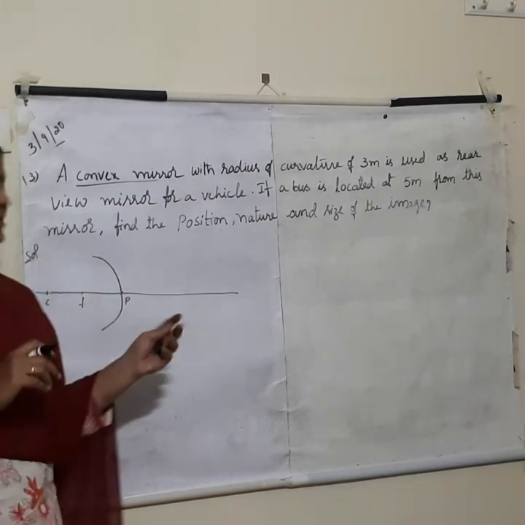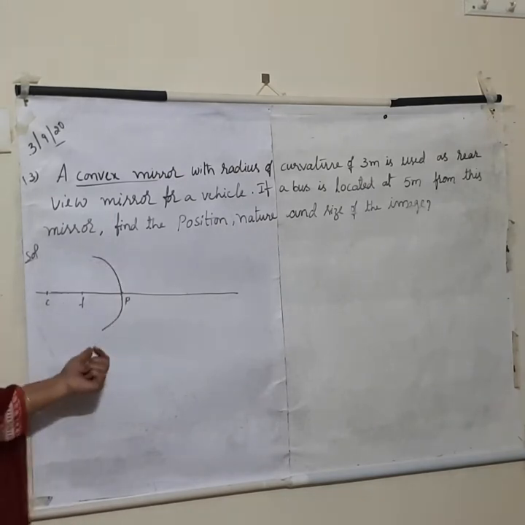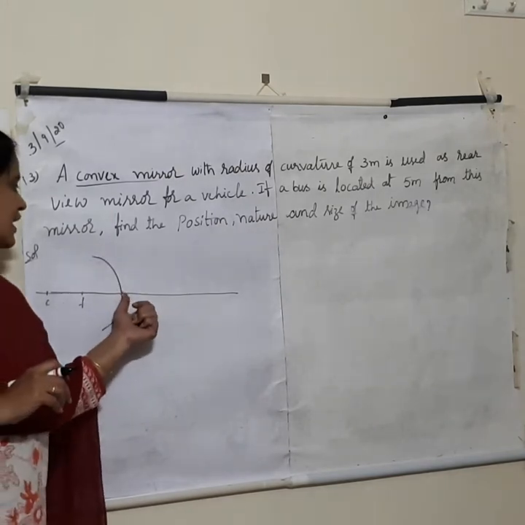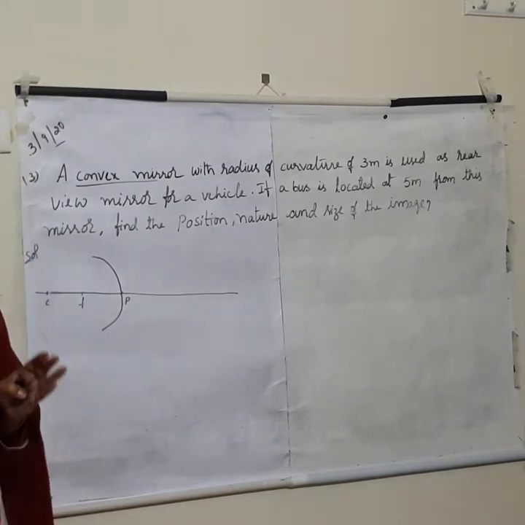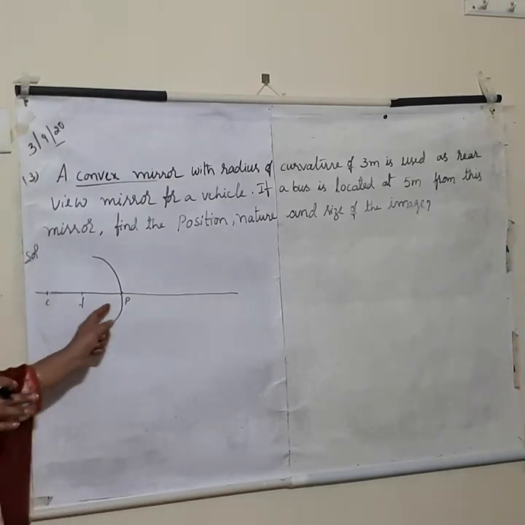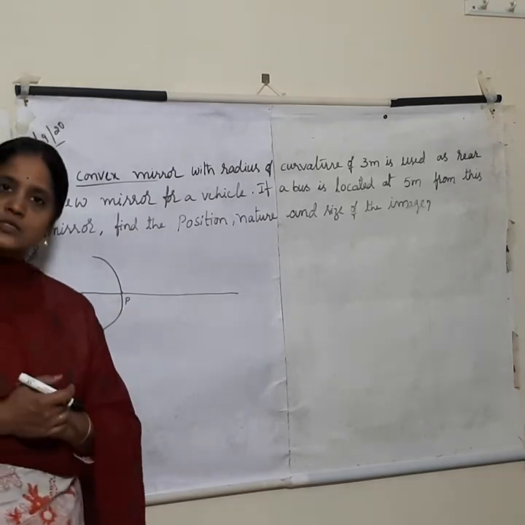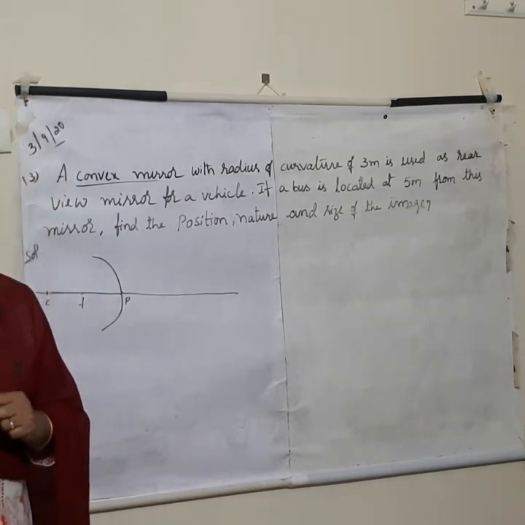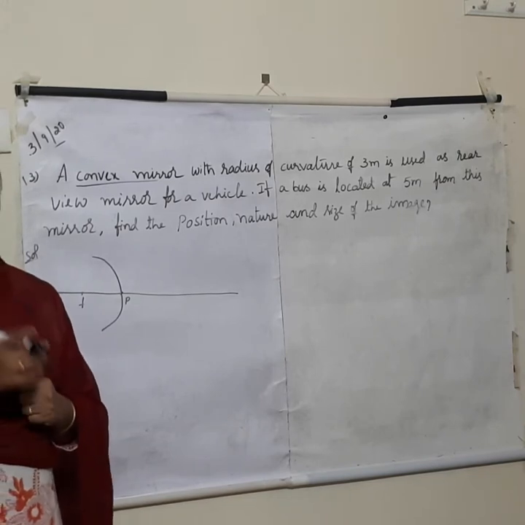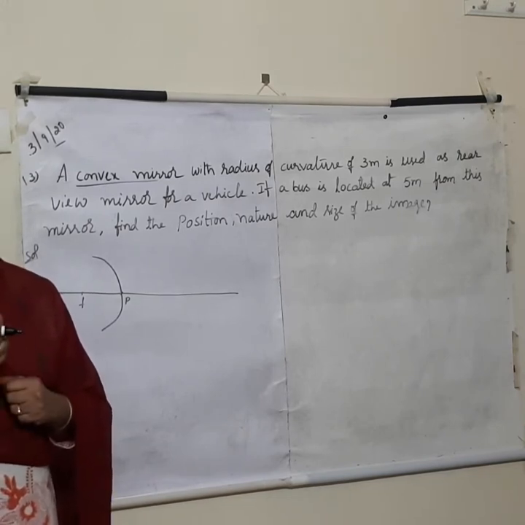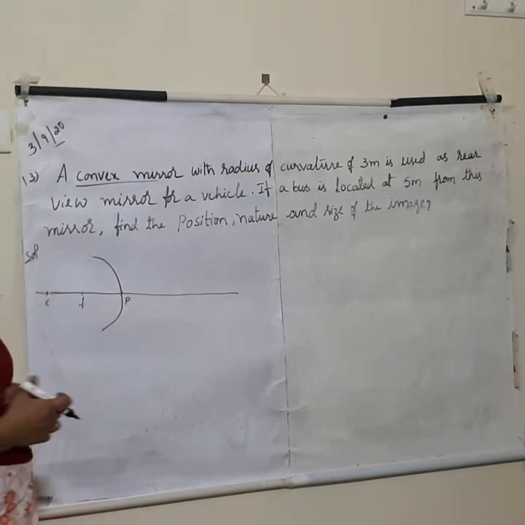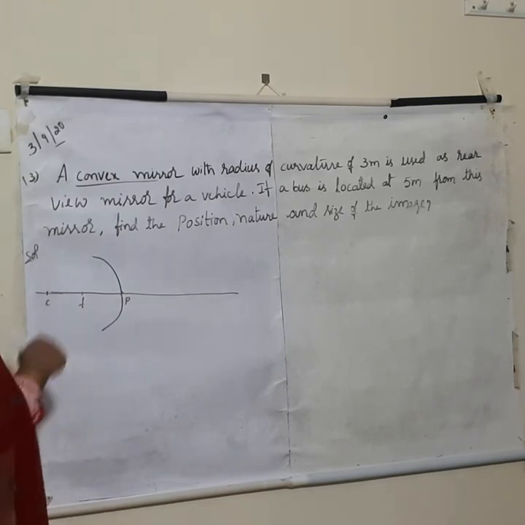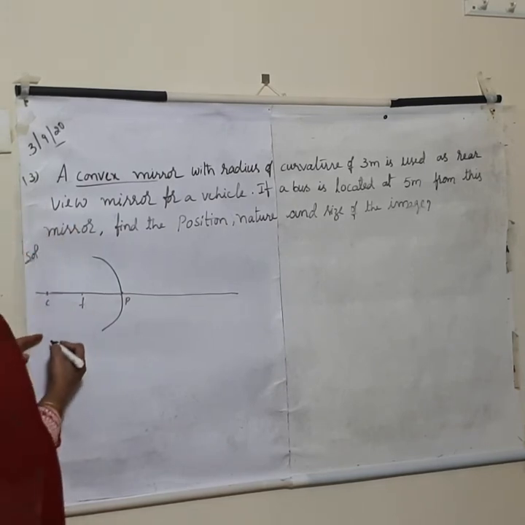Already you learned in front of a convex mirror, when you place an object at any distance, you will get the image in between F and P only, and that image is always erect, diminished, and this is erect only, because diverging rays are meeting. Coming to this, what values are given, we'll find out.